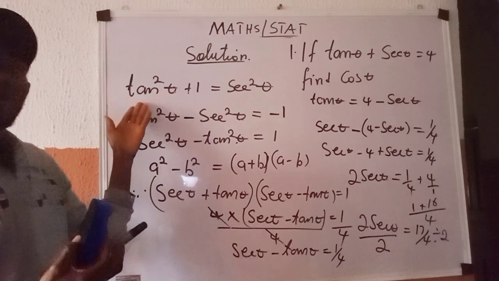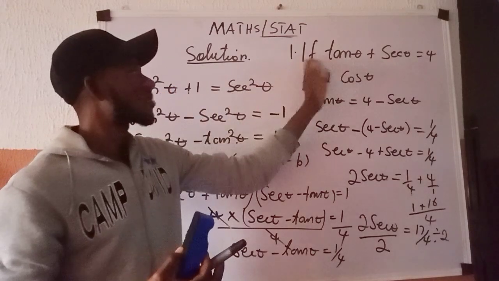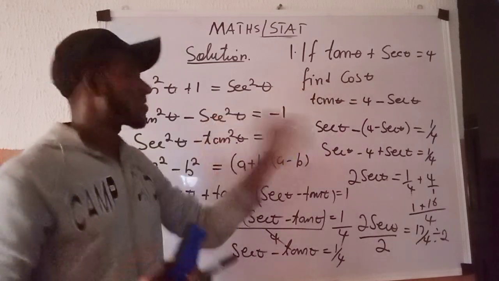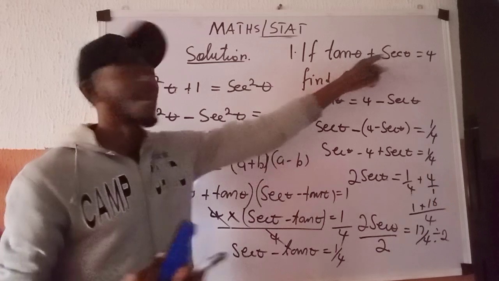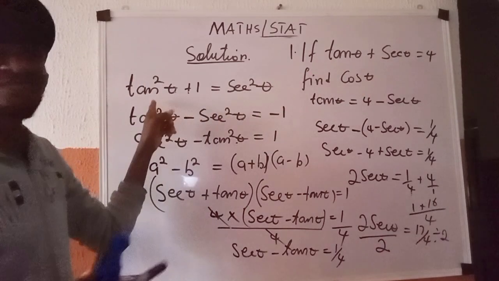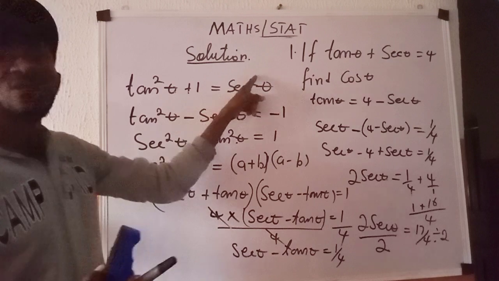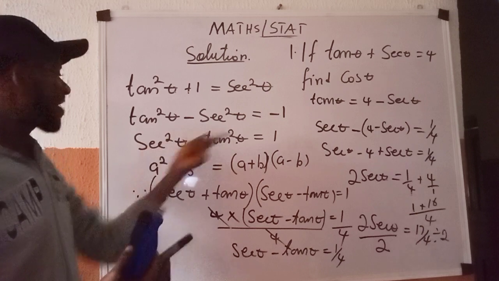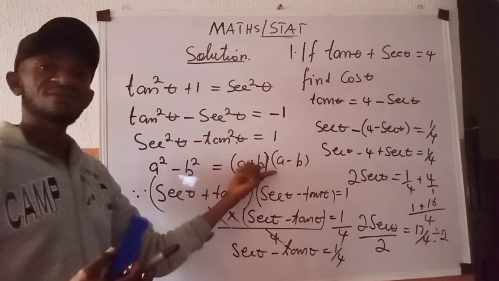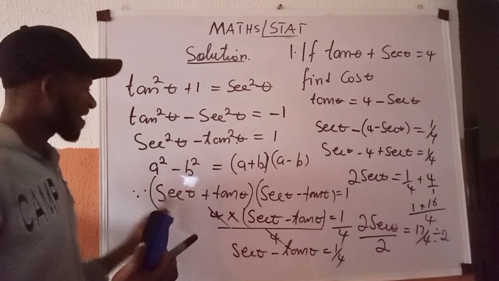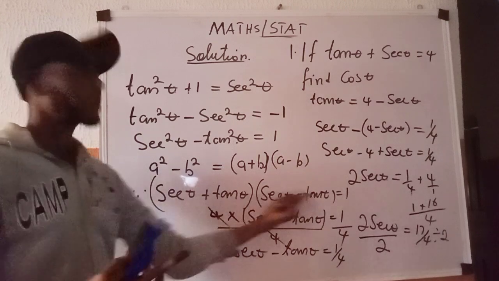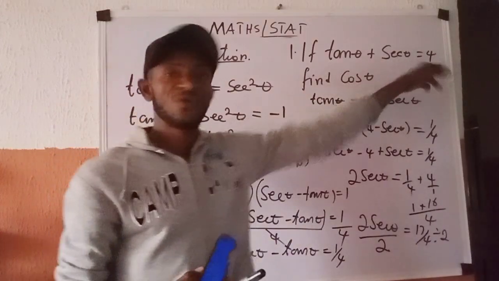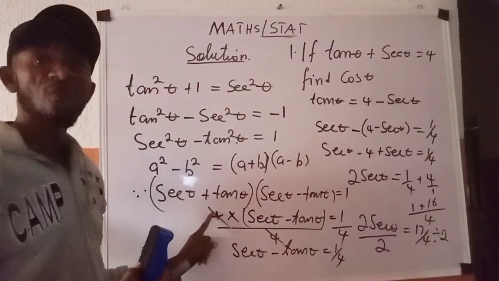So this is where we began. First of all, we were told that tan theta plus sec theta is 4. We are required to find cos theta. We think of an identity that relates tan theta and sec theta together. That identity is this: tan squared theta plus 1 is sec squared theta. Then by rearranging this, we arrived at this, and by recording the difference of two squares, we had this. Looking at this, we equally express it as this, and when we express it as this, we realize that what we have here had been given to us to be 4. So in place of that place now, I will replace 4.